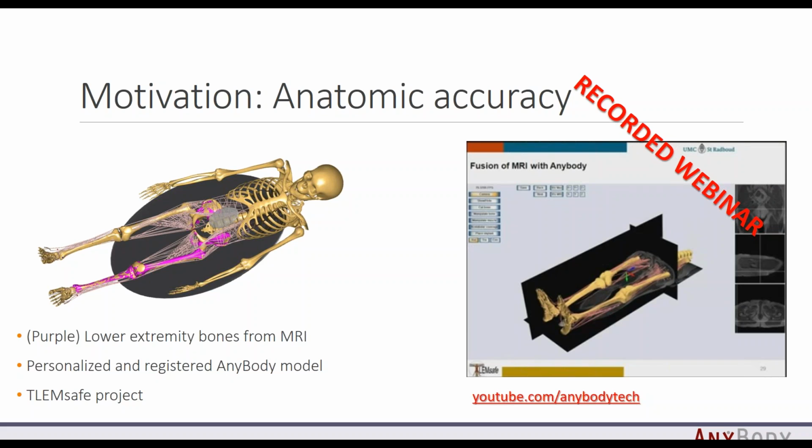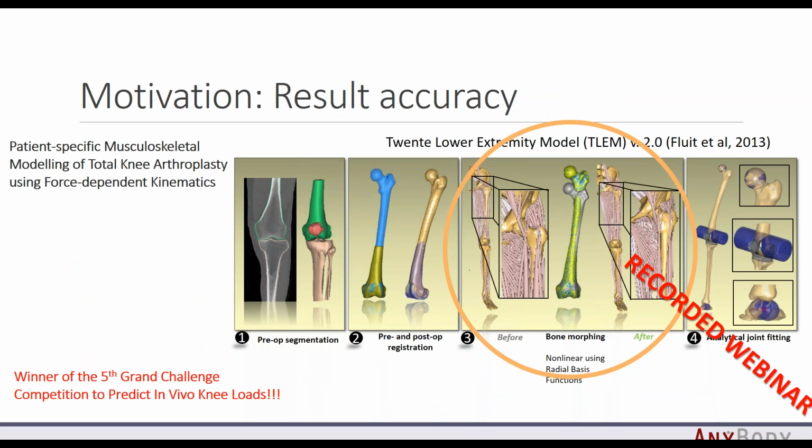And what you can see on the screen is that personalized musculoskeletal models were superimposed with the MRI images to show the quality of these models. And this information can also be used for further preoperative planning and even for intraoperative manipulations.